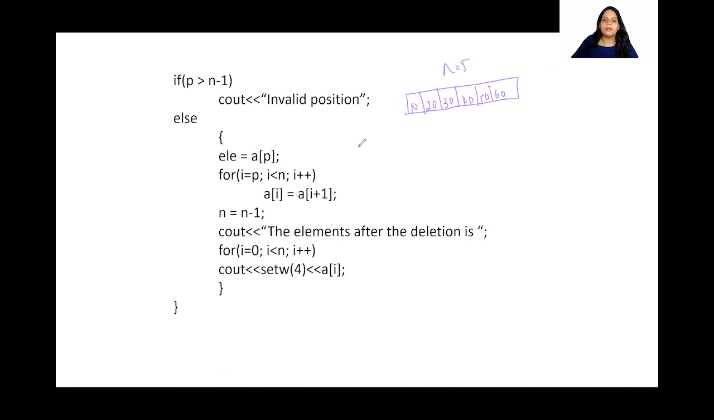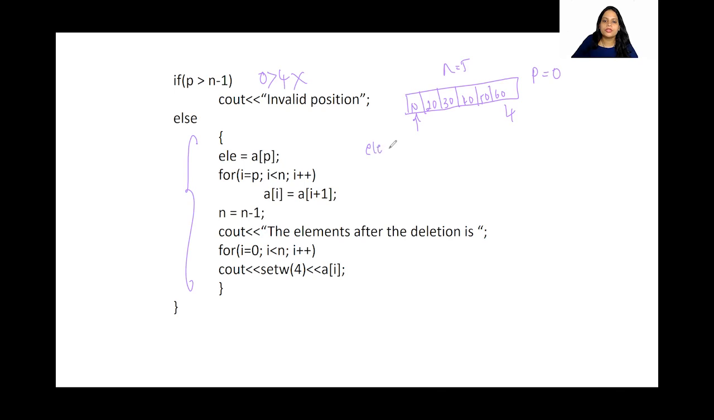Okay. Now I'm going to say my position is, I want to delete the very first element. So position is equal to 0, right? I'm checking what is n minus 1, this is 4. Is 0 greater than 4? Is this true? No, this is not true, isn't it? So I'm going to directly come over here.